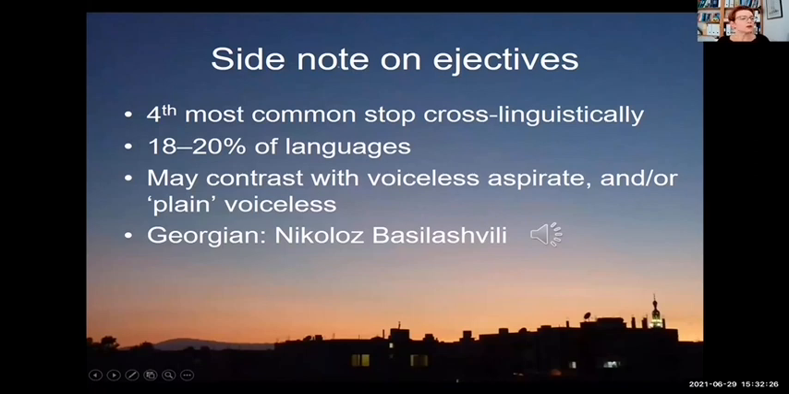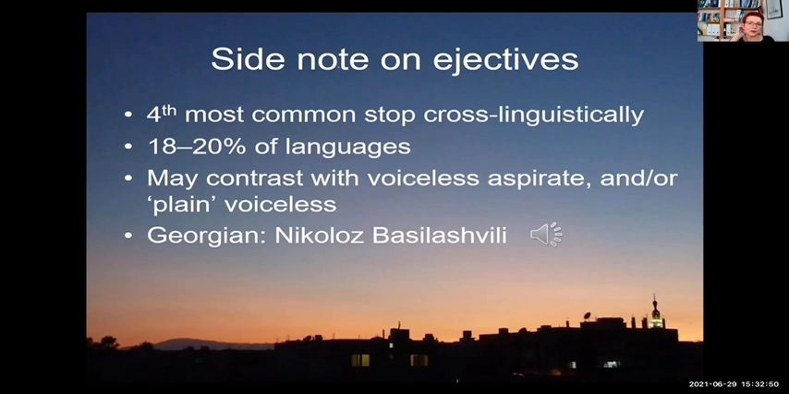Just a quick side note on ejectives, because it's a topic that I've been very interested in for a long time. Ejectives are not at all rare across the world's languages. They are, in fact, the fourth most common type of stop cross-linguistically, and ejectives occur in about 18 to 20% of the world's languages, depending on which research you look at.